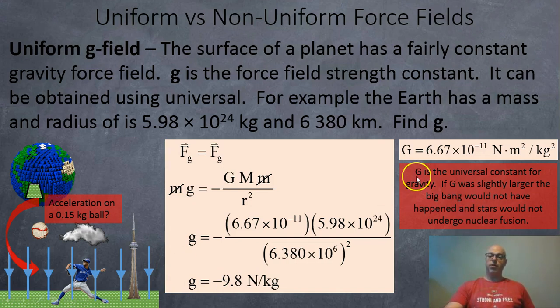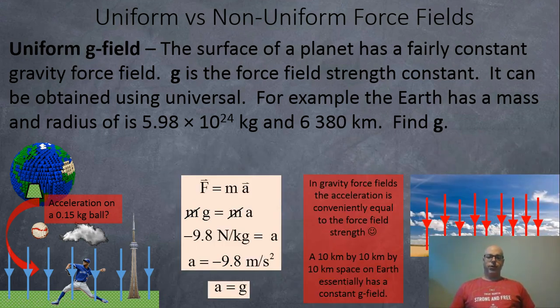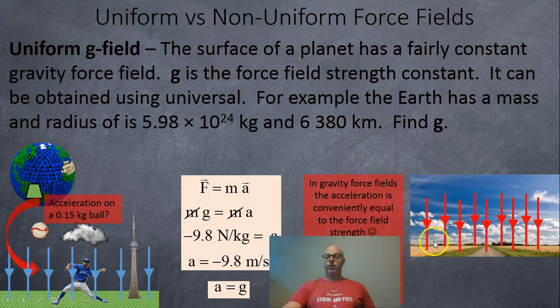It's funny, if you change the gravitational constant in the universe just a little bit, then the universe would not have stars and it wouldn't have any life. Just like a 5% difference, supposedly. Okay, so once you've found g, you can just double check that yes, using F equals ma, mg equals ma, that your acceleration is equal to g. And that only happens for gravitational force fields. And it has to be a nice uniform force field like this.